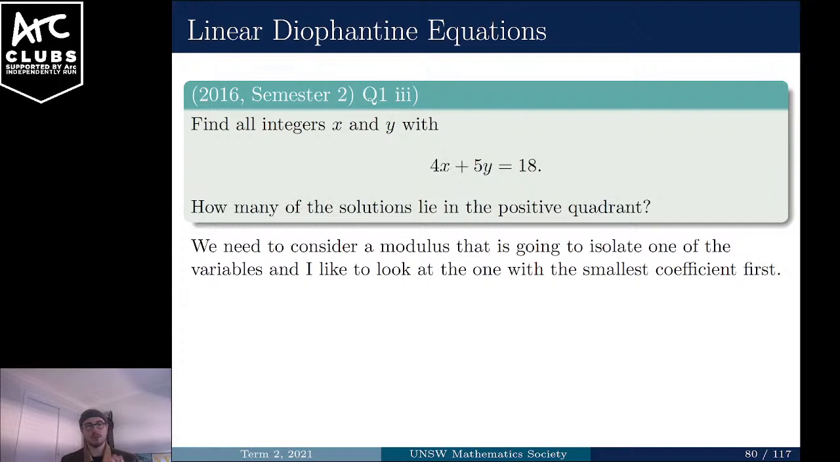And we want to find only integer solutions. That's why it's a linear Diophantine equation, named after Diophantus, I think. Ancient Greek. I think that's right.